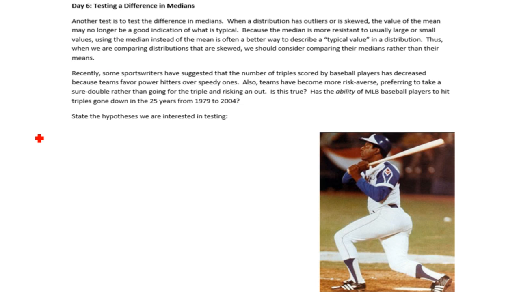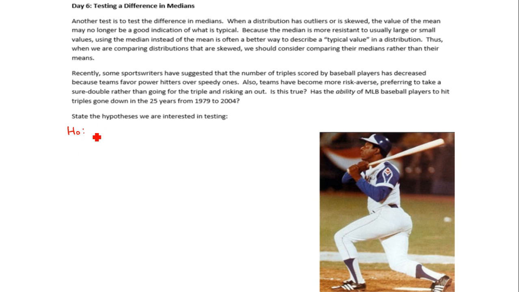Recently, some sports writers have suggested that the number of triples scored by baseball players has decreased because teams favor power hitters over speedy ones. Also, teams have become more risk-averse, preferring to take a sure double rather than going for the triple and risking an out. Is this true? Has the ability of MLB players to hit triples gone down in the 25 years from 1979 to 2004?